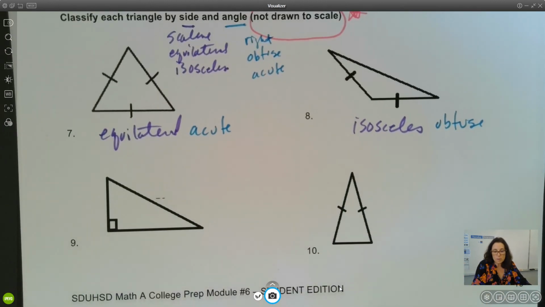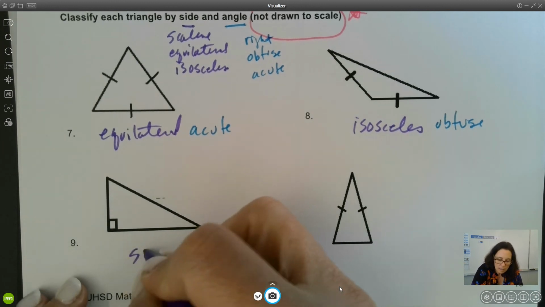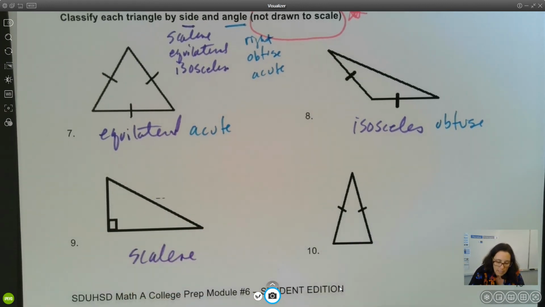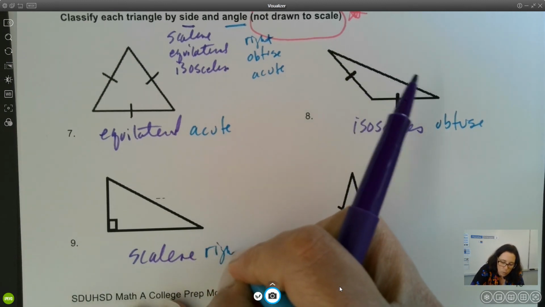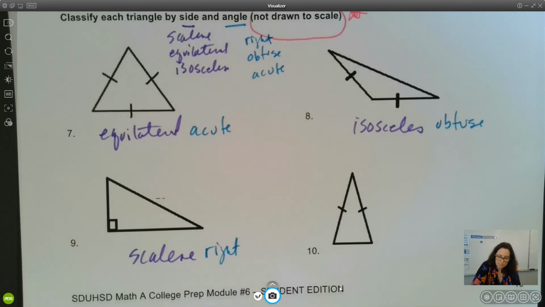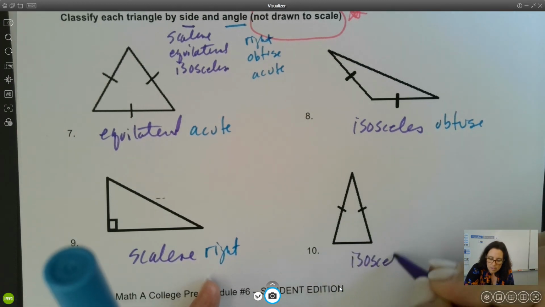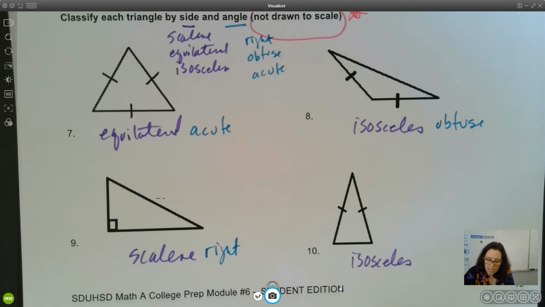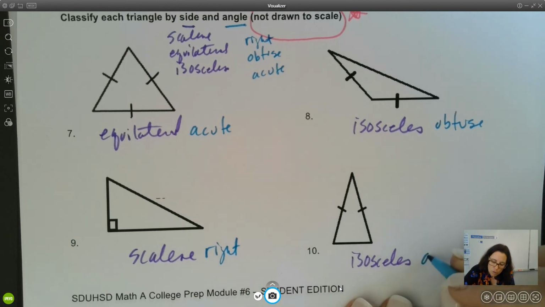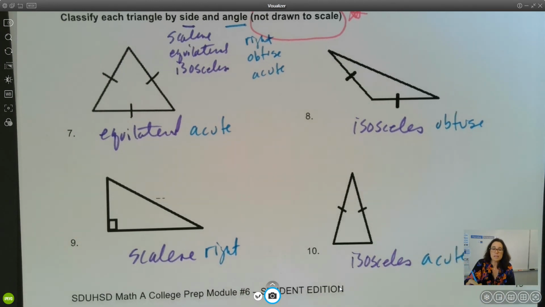All right, this guy down here, number 9. Nothing is marked, so it must be scalene. And we've got one angle marked, and that little box means that it's right. So this is a scalene right triangle. This guy, two sides are marked the same, so isosceles, and all of the angles are acute. So again, this vocab, you've got to have this vocab down by now.